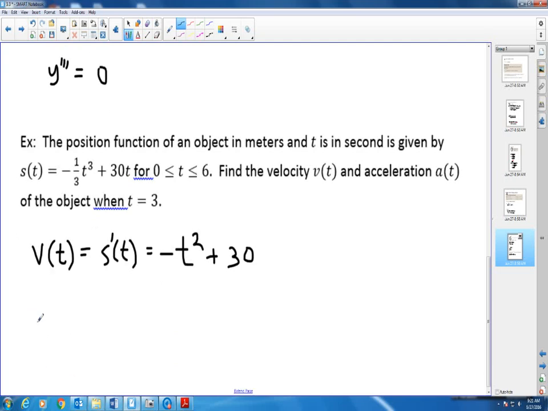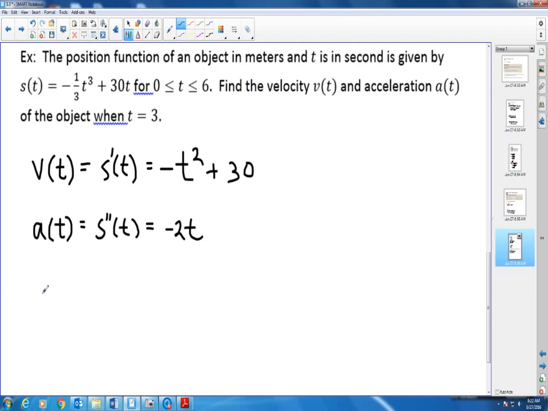To obtain an acceleration function, at a particular instant, how much is the object accelerating? We take the derivative of the position function twice. Looking at the one we just took the derivative of, negative t squared plus 30, move my exponent down, so that will give me negative 2t. The derivative of a constant will be 0. So this will be my acceleration function.